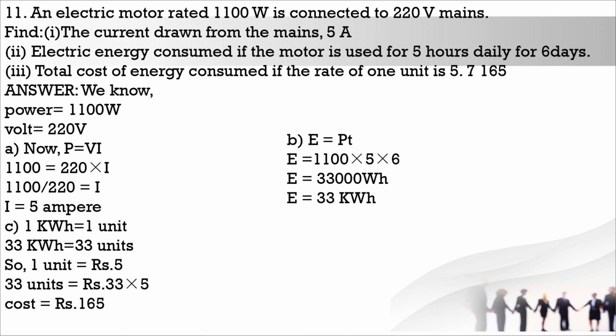Answer. First, let us see the given. Power is 1100 watt and voltage is 220 volt. For power, we have the formula P is equal to V into I. If we do this, we get current I is equal to 5 ampere. Then energy formula E is equal to P into T. If we do it, we get 33,000 watt hour. If we convert to kilowatt hour, we get 33 kilowatt hour. Lastly, we have to calculate the cost. For 1 unit, cost is 5 rupees. So for 33, it will cost 165 rupees.